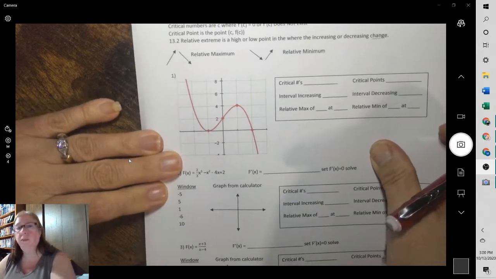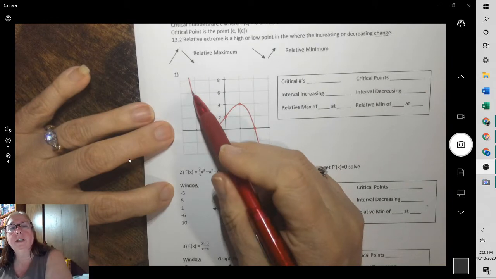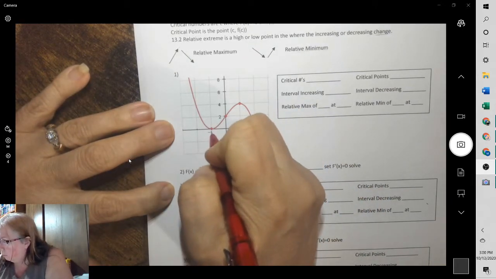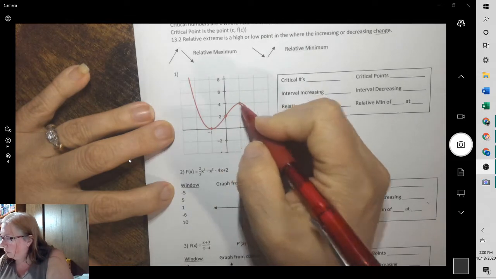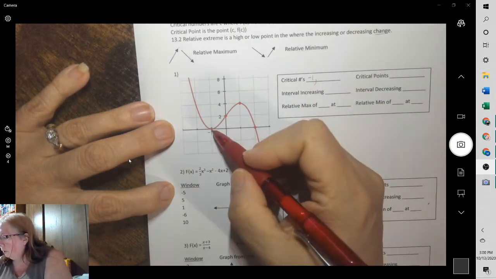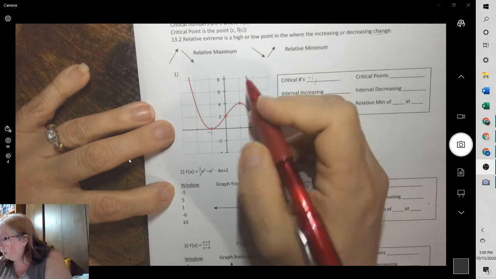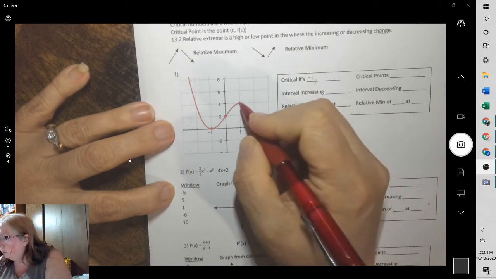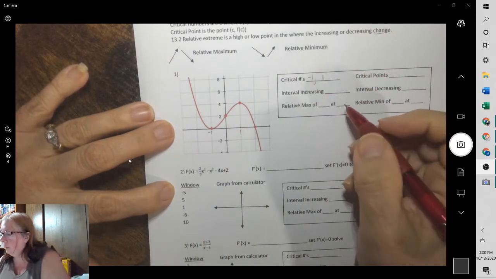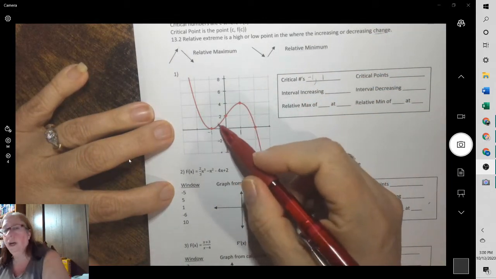If we look at this first graph, it's decreasing until it hits here at -1, and then it's increasing. So -1 is a critical number. Then it's increasing until it hits 1, and then it goes down. So it is also a critical value. And notice that's also where the lows and highs are in the graph.